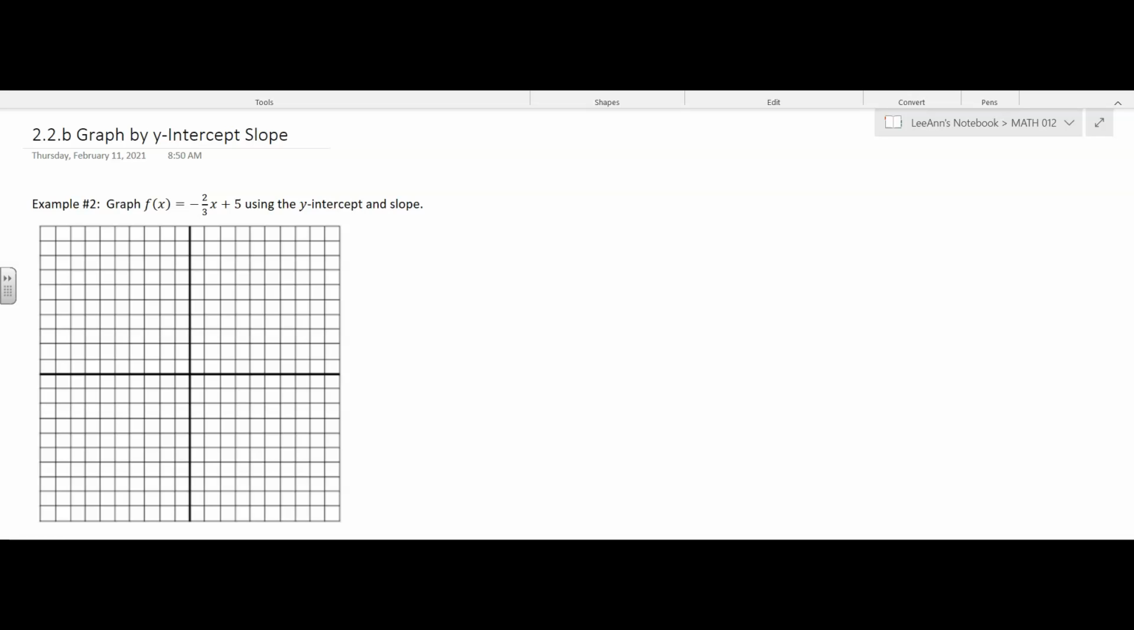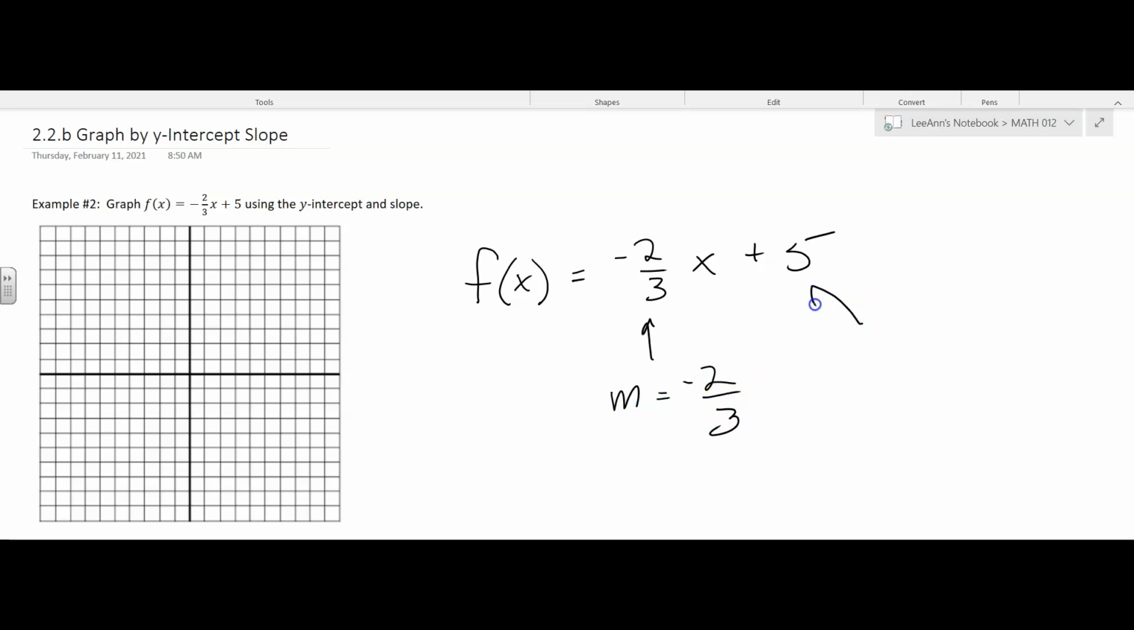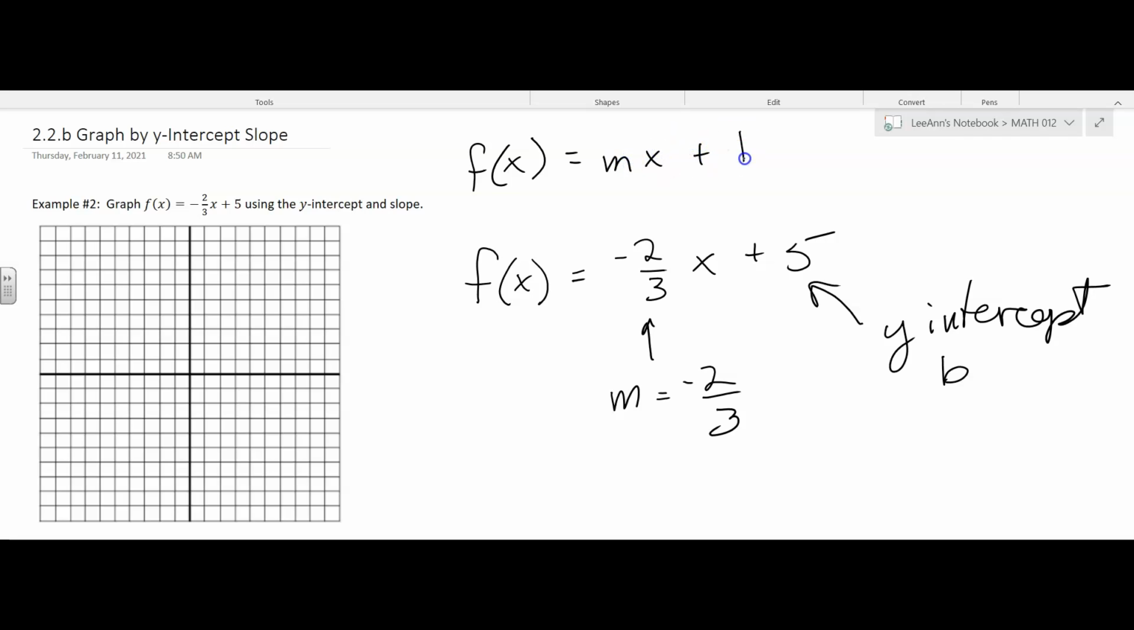Okay, another way to graph a linear function is to use the y-intercept and the slope. So if it's in the form f of x equals negative 2/3 x plus 5, then this is our slope, m equals negative 2/3, and then this is the y-intercept, b. It's the mx plus b form. So here's the form for the function. And so the 5 in this case is the y-intercept.